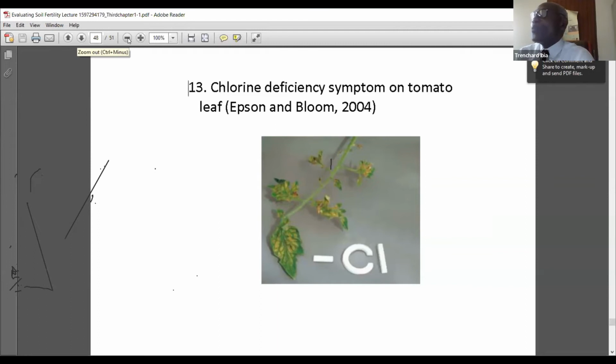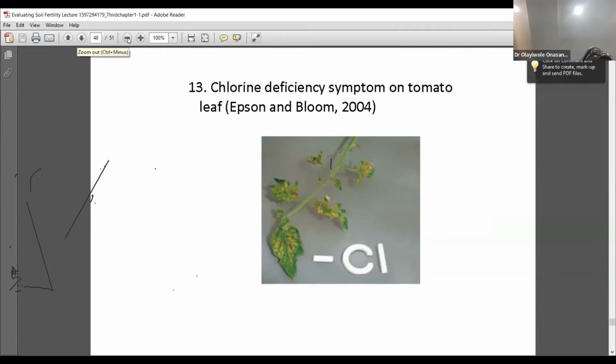When nitrogen is too much in the plant system, the plant spends more time developing the vegetative portion at the expense of the reproductive part. And in some cases, it is prone to diseases and lodging.